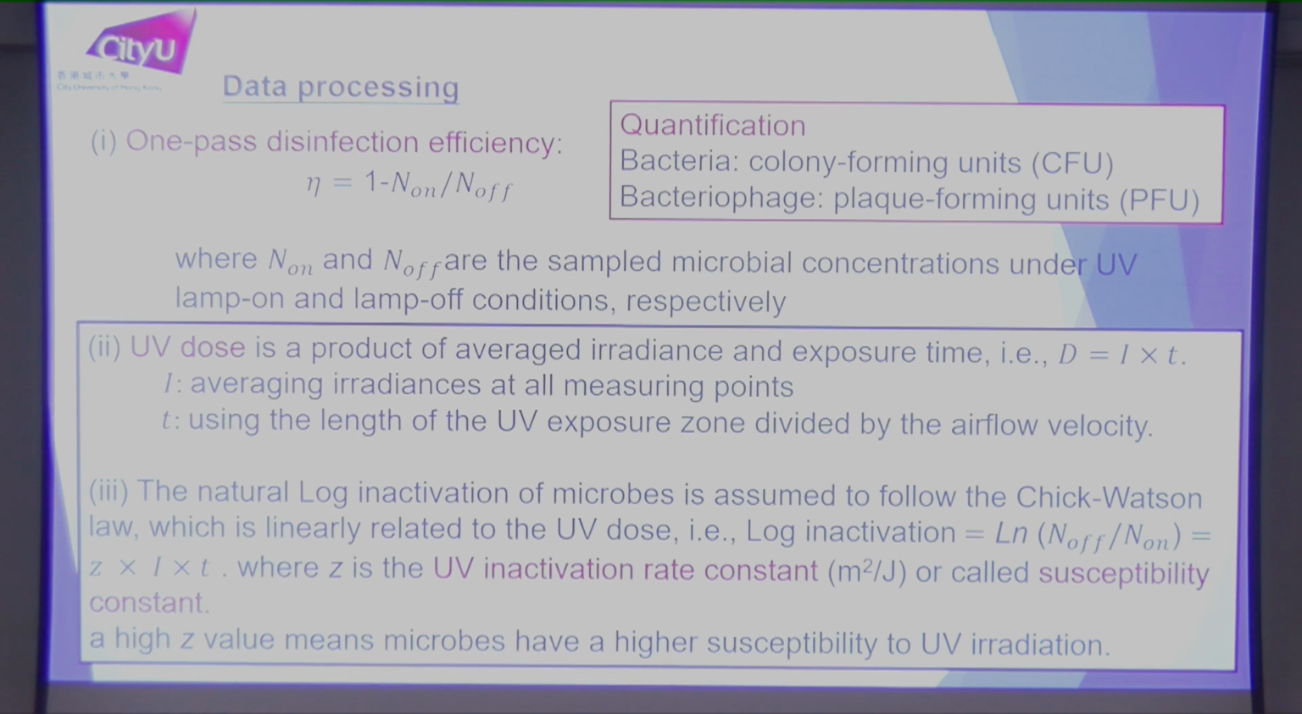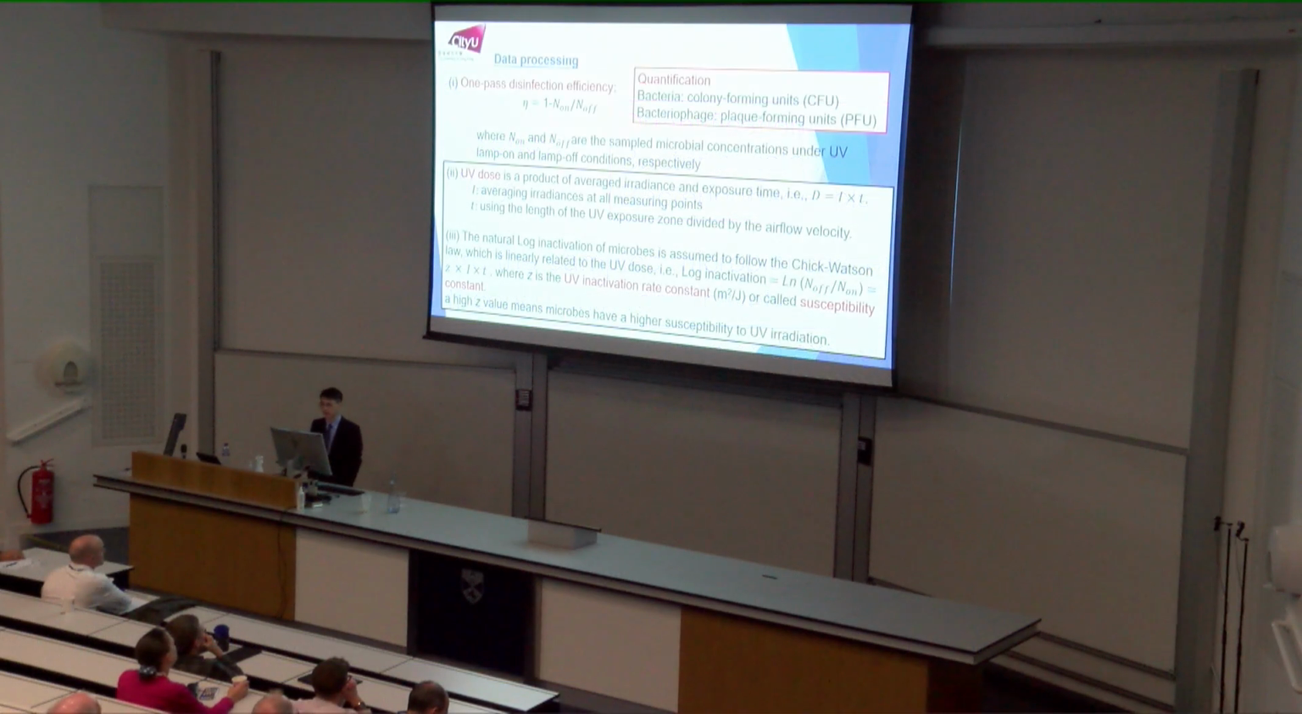In this test, I use a very standard one-pass disinfection efficacy. For the bacteria, I quantify CFU. For the bacteriophage, I quantify by PFU, nothing new. And the UV dose, as I mentioned, is I times T, so I precisely measure the I and the T. There's a term here called the Z value. In different fields, it has different names. In some water research they call it decay, but here I'm using UV inactivation rate constant, or some people call it susceptibility constant. The higher this value, the more susceptible the bacteria, microbes or virus are.